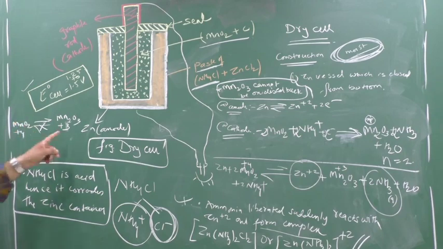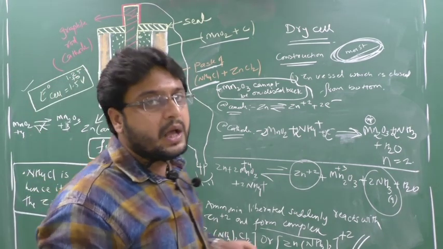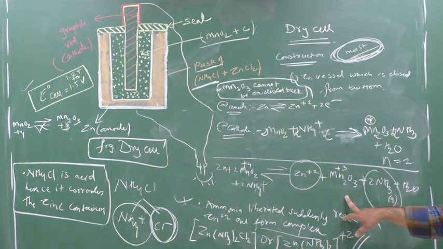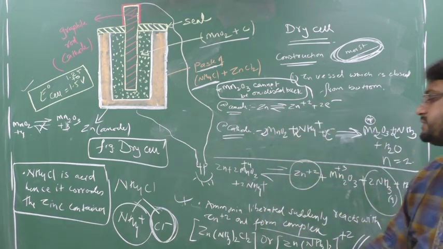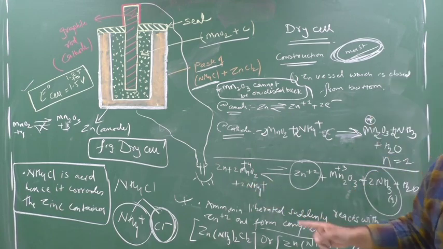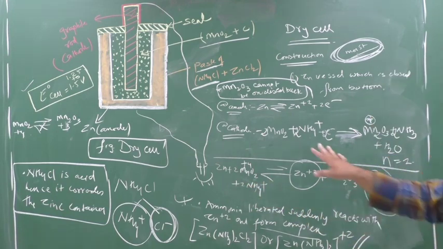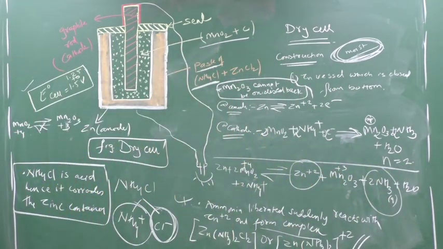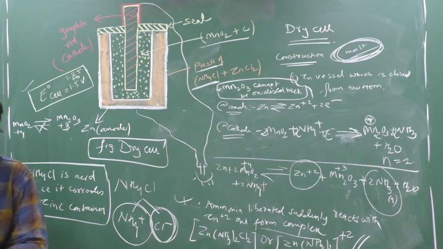Okay, so the question can come: why does the dry cell come under the primary cell? The dry cell contains Mn2O3 as the product. This Mn2O3 cannot be oxidized back to MnO2 on passing the electric current. Due to this reason, this dry cell is a primary cell. So please remember this. I have told you most of the concept.